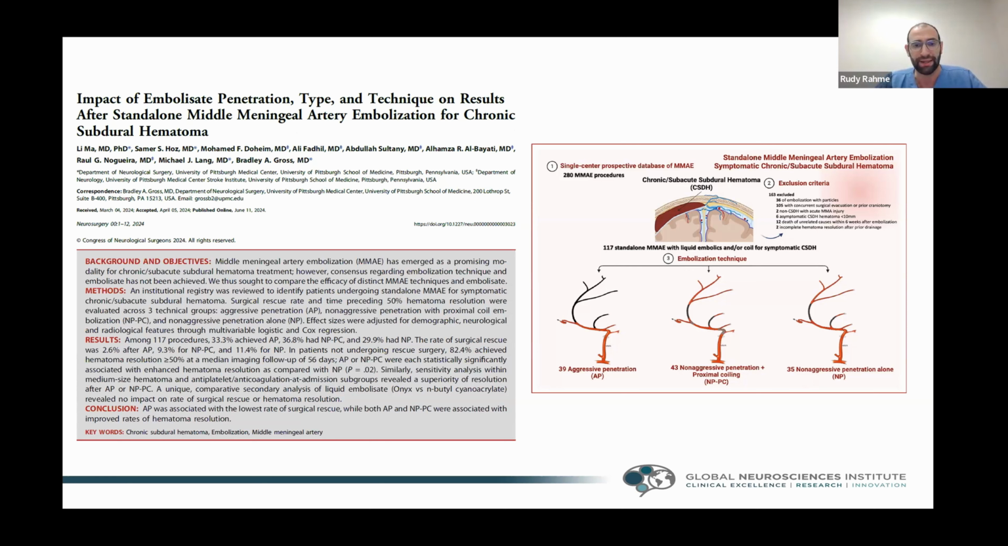What the results were is that in patients with aggressive penetration, the rate of surgical rescue was the lowest. It was about 2.6%, compared to the non-aggressive penetration with proximal coiling, which was about 9%. The ones with non-aggressive penetration alone was 11%. So it's pretty high. However, both the aggressive penetration and the non-aggressive penetration with the proximal coiling had significantly improved hematoma resolution compared to the non-aggressive penetration alone.